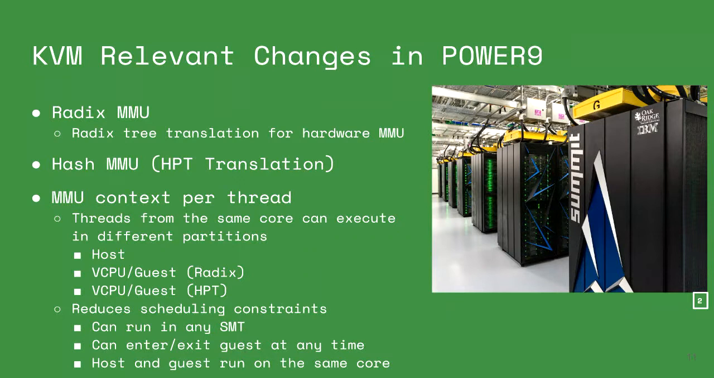But what does this actually mean? Well, it significantly reduces the scheduling constraints on our system. Mainly, it means that you can run in SMT in your host and guest. You can enter and exit the guest at any time you like without having to coordinate with other threads on your core. And the host and guest can be running on the same core at the same time. I'm not sure if any of you know, but on Power8, you had to schedule a core either all going into the guest or all coming out at the same time, and that is removed on POWER9.